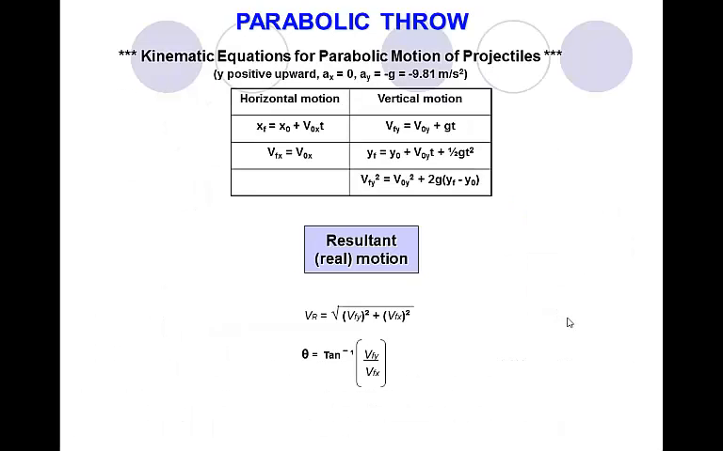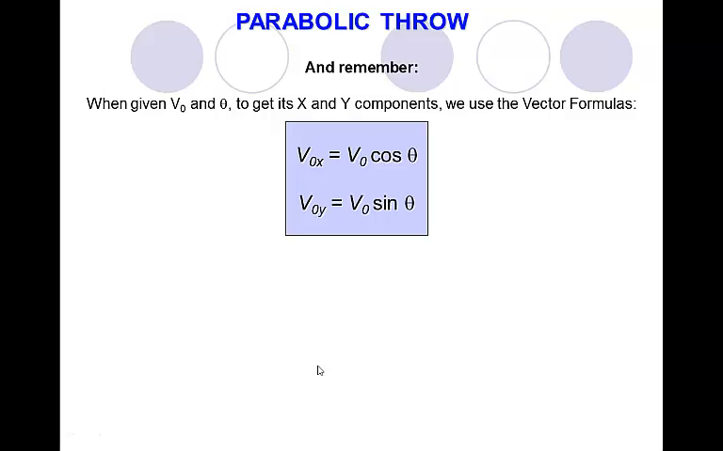Now kinetic equations, we already saw them. Resultant real motion, we have the VR. That's it. And well, just remember that to get the components in x and in y, we have V0 cosine of the angle, right? For x we have cosine. If we start from the positive x-axis, same thing with this, the angle starts from there and is V0y.